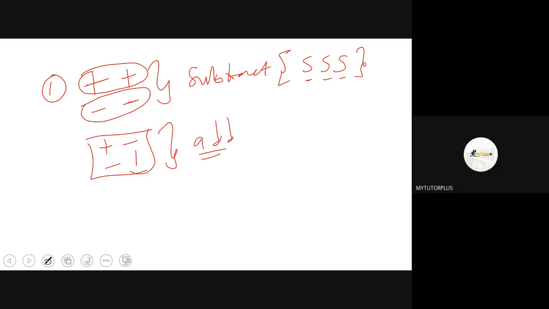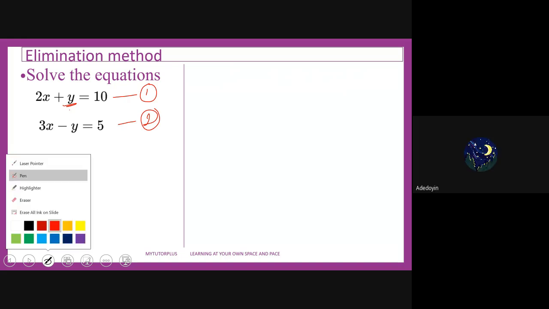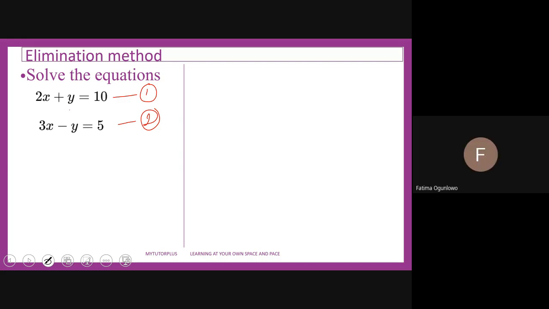So let's check this equation now. The first check that I ask us to do is what? Check whether the coefficients are equal or not. Are the coefficients of x equal in this equation? For equation 1 and 2, are they equal? No. So the coefficients of x are not equal. But let us check for y before we conclude. Are the coefficients of y equal this time around?